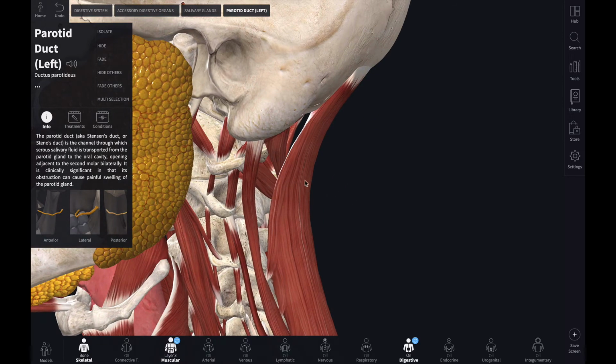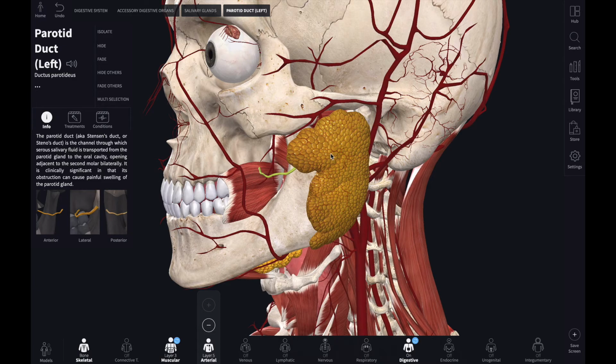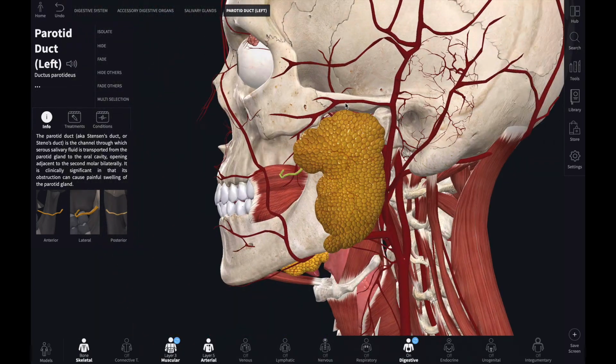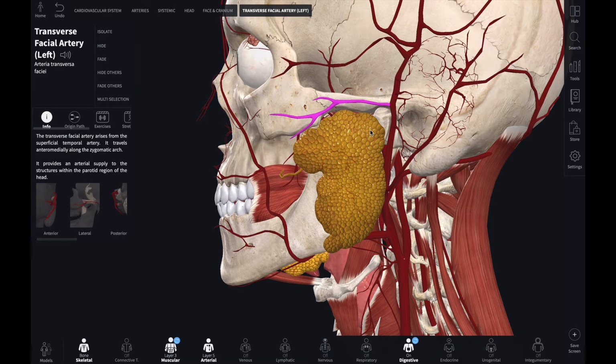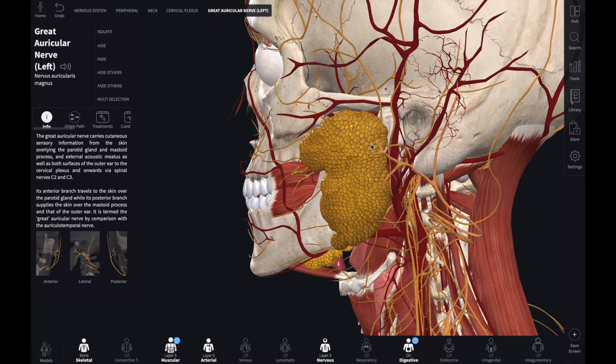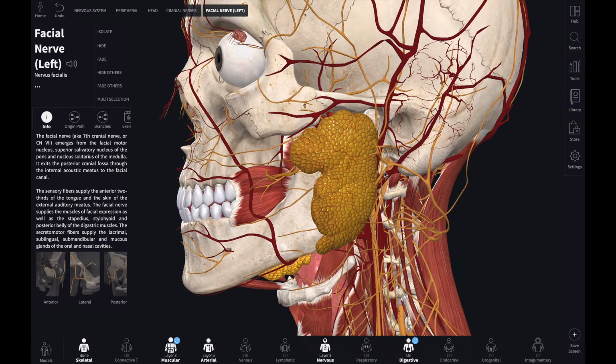The important part, surgically, is that this parotid gland has a lot of surgical importance, because the transfacial artery is coming through the parotid gland tissue, and especially the facial nerve is passing through this parotid gland. You see, this is the facial nerve. The branches of the facial nerve divide inside this parotid gland.